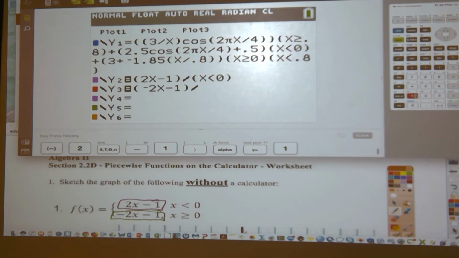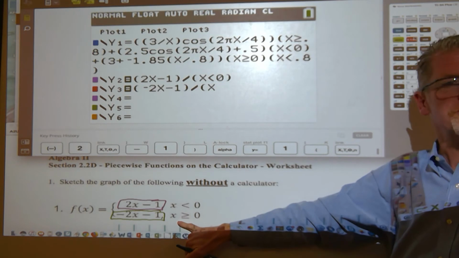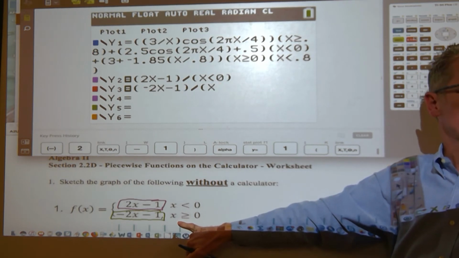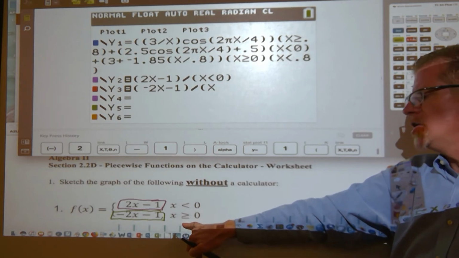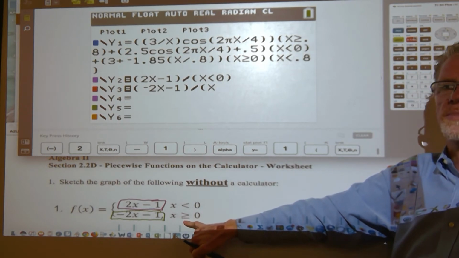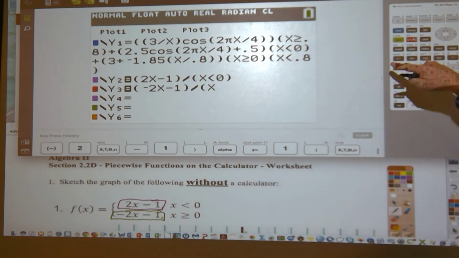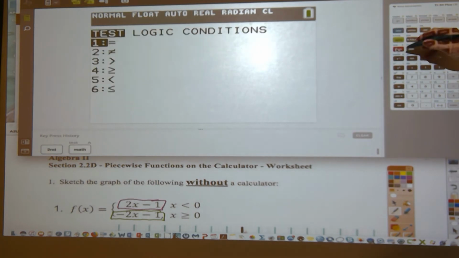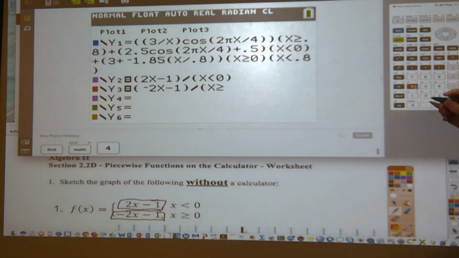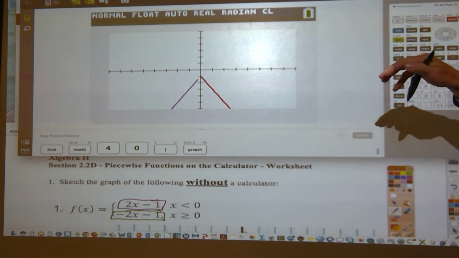That's where you get that thick division sign, and now we can type in parentheses, x is greater than or equal to 0. Which menu has the greater than or equal to sign again? Yeah, it's the test menu, which is right above math. So hit second test, pick up the greater than or equal to symbol, type in a 0. That's how, when you press graph, you get the 2-piece function.